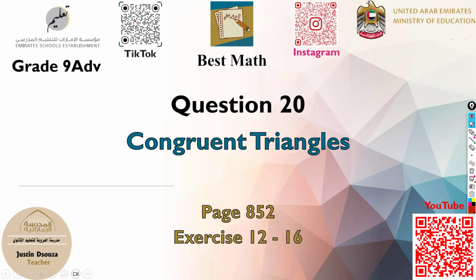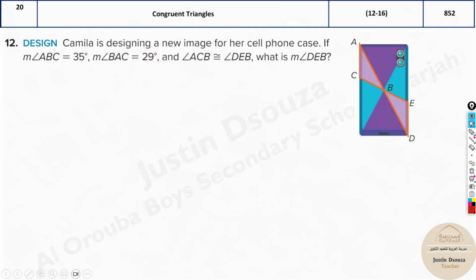The question 20 is about congruent triangles. Congruent triangles means equal triangles. We have real world problems here. Camila is designing a new image for a cell phone case. If the measure of ABC, let's see, where is ABC? This one is given as 35 degrees, and BAC is given as 29 degrees. And ACB, this measure, is equal to DEB, this one. They both are equal. We need to find DEB.